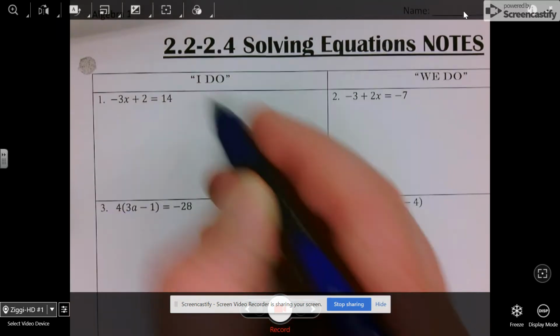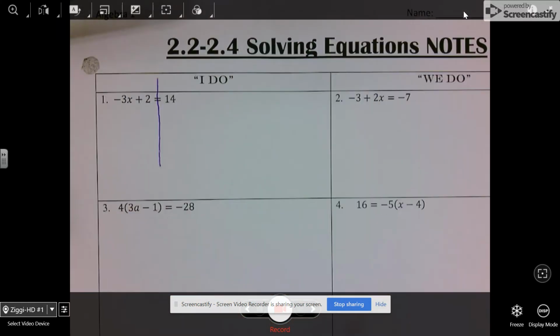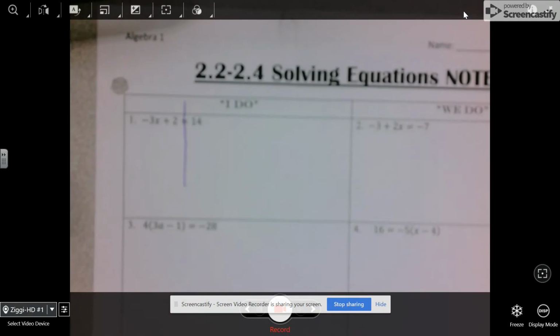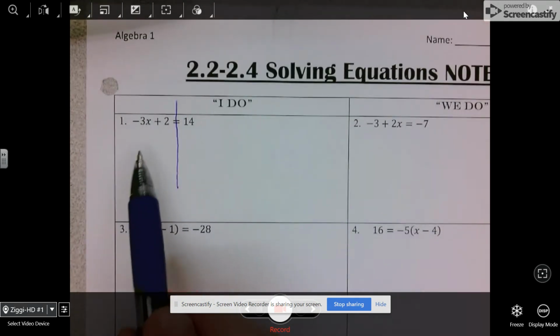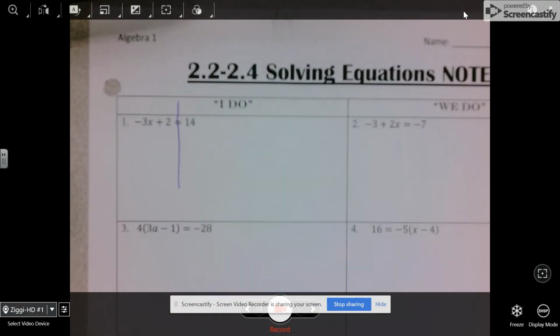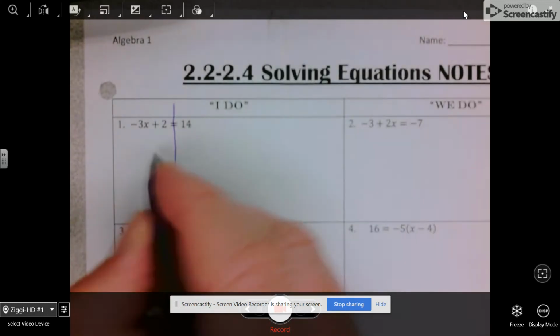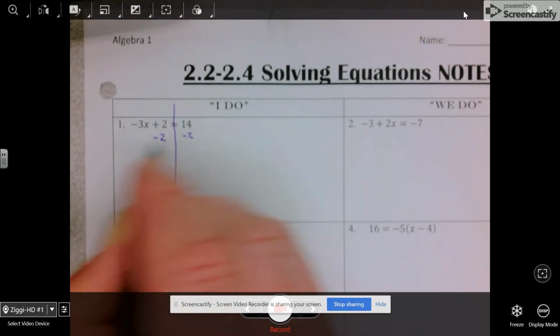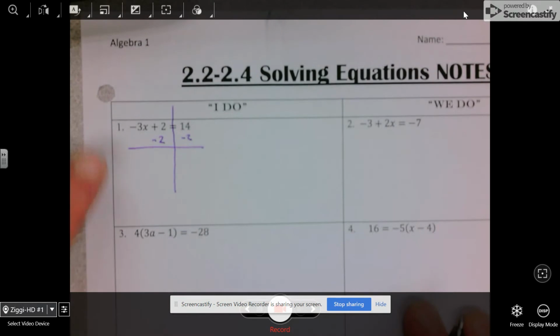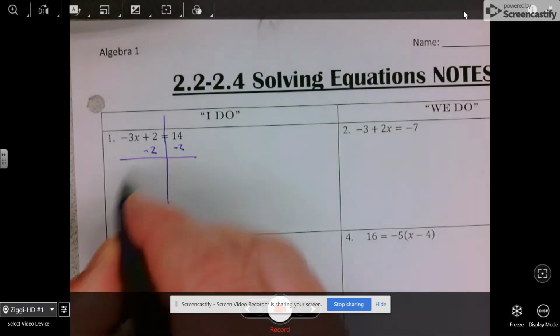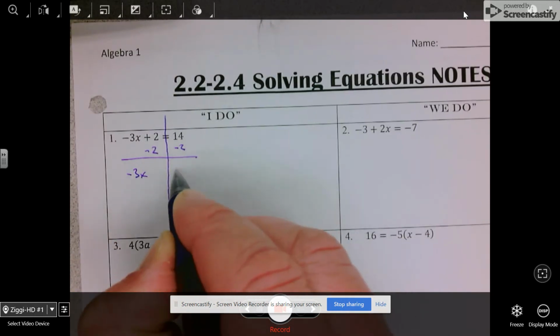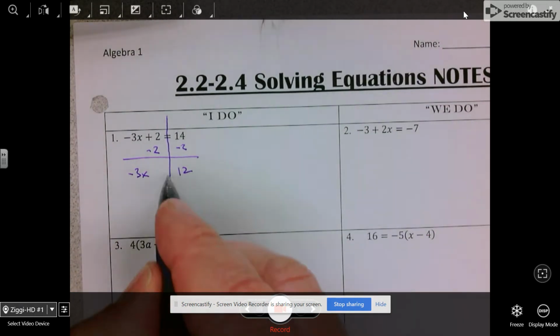Keep in mind we're trying to get the variable by itself, isolate it. I always draw a line right here. We're going to isolate that variable. The variable is negative 3x. There's only one x, so I don't need to combine any like terms. So I'm going to subtract 2. And some people do what's called the cover-up method. They cover up what you're trying to get by itself and then do the opposite of what you got to do to get there. Most of you are pretty good at solving. This shouldn't be too bad.